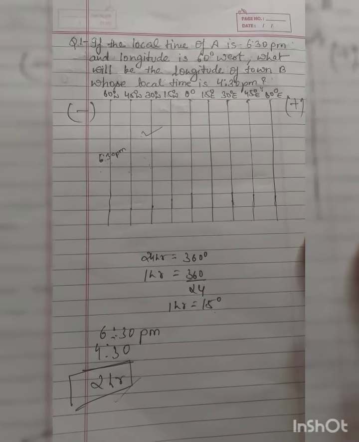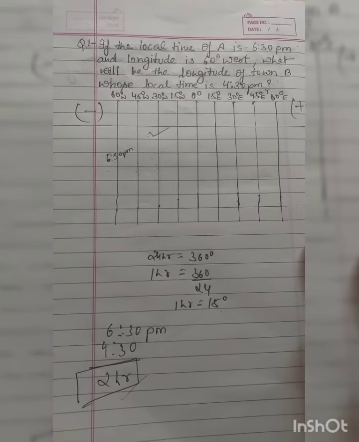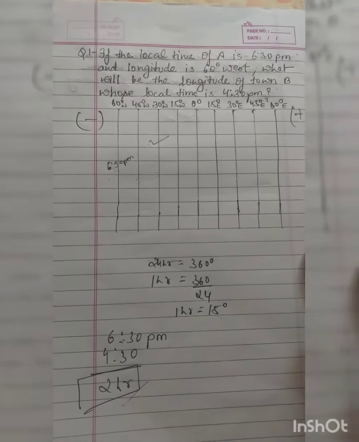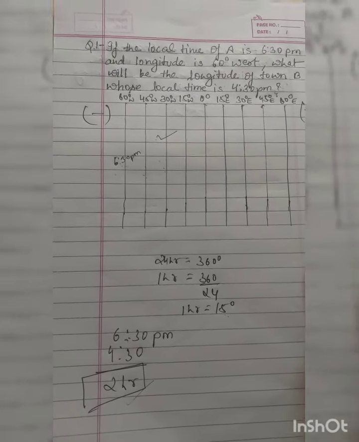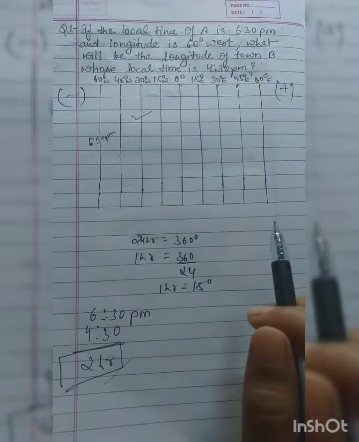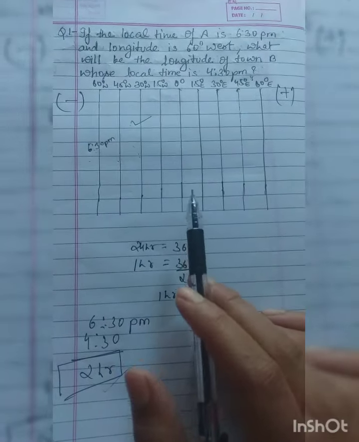The question is, if the local time of place A is 6:30 p.m. and longitude is 60° west, what will be the longitude of town B whose local time is 4:30 p.m.? So now here I have drawn the figure, to make the question easier.